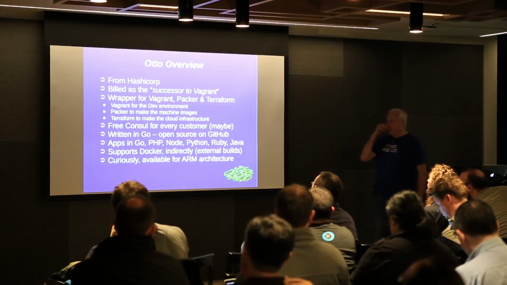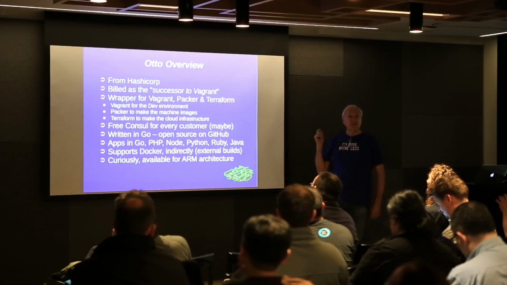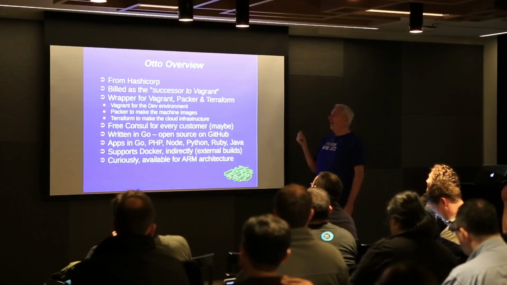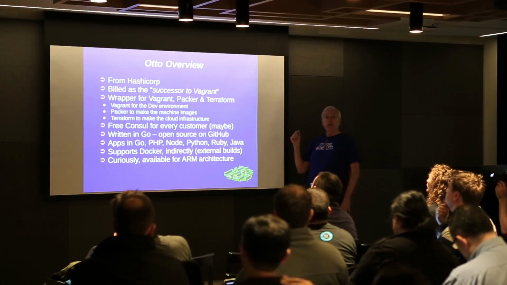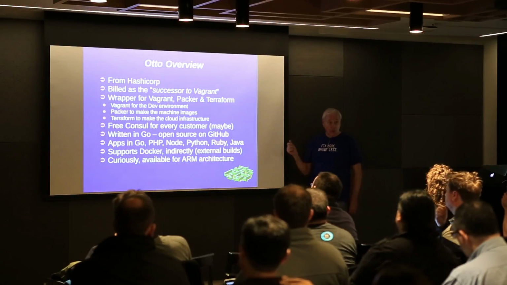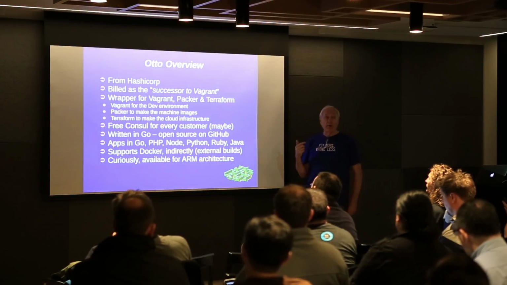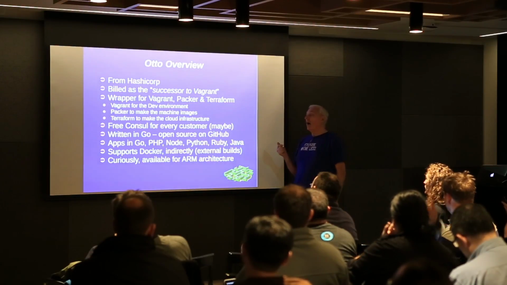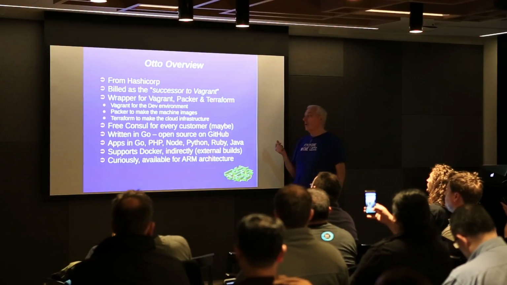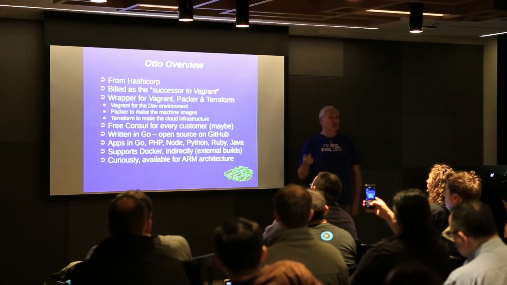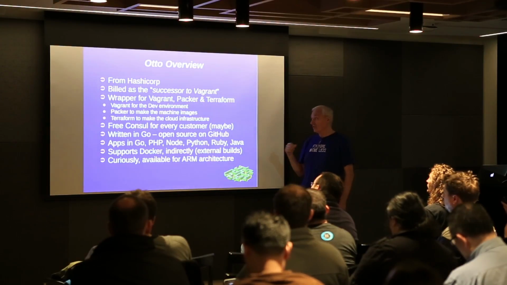So, overview. It's from Hashimoto. It's billed as a successor to Vagrant. Essentially what it is at the moment, it's a wrapper for Vagrant, Packer and Terraform in that order. So you have Vagrant for the dev environment, spin up a VirtualBox VM. You have Packer to make machine images on the target platform. And you have Terraform to build the cloud infrastructure into which you then deploy your instances from those images.